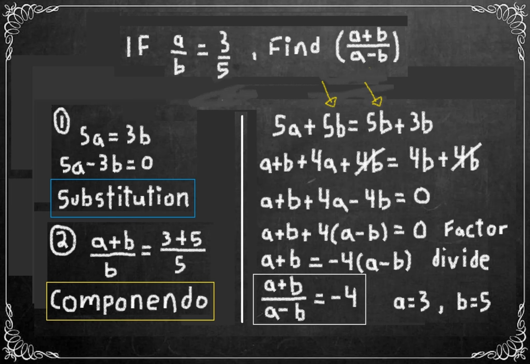To check the work, a equals 3 and b equals 5. We have then 8 over negative 2 equals negative 4. Checks out, nice. So what do you think? Was that easier? We think so, but the substitution method was a good study. Also notice we added 10b to the entire equation, but then canceled 8b. So we could have just added 2b to the entire equation.